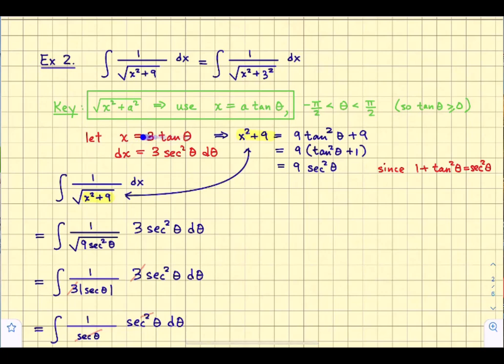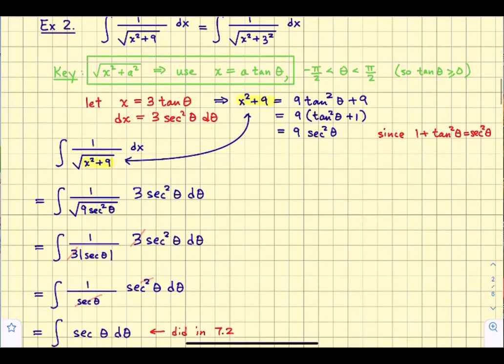If our x is 3 tangent theta, then x squared plus 9 would be 3 squared times the tangent of theta, quantity squared, which is 9 tan squared theta plus 9. If we factor out our 9, we get 9 times tan squared theta plus 1. By our basic trig identity, tan squared theta plus 1 is secant squared theta. Now we'll replace in our integrand what we had here with 9 secant squared theta, and then our dx is 3 secant squared theta d theta.